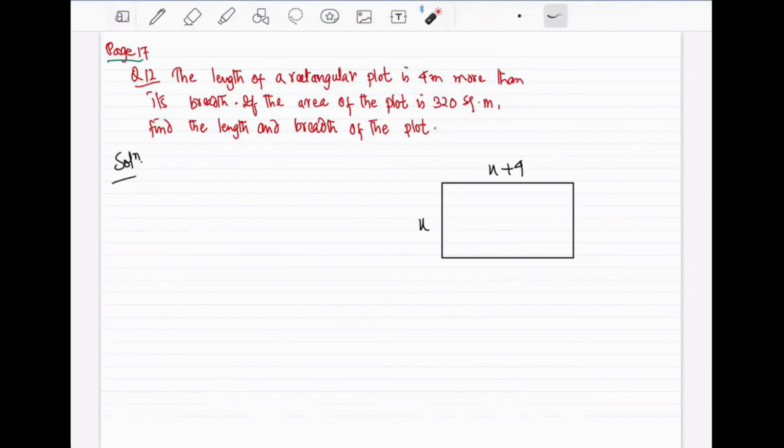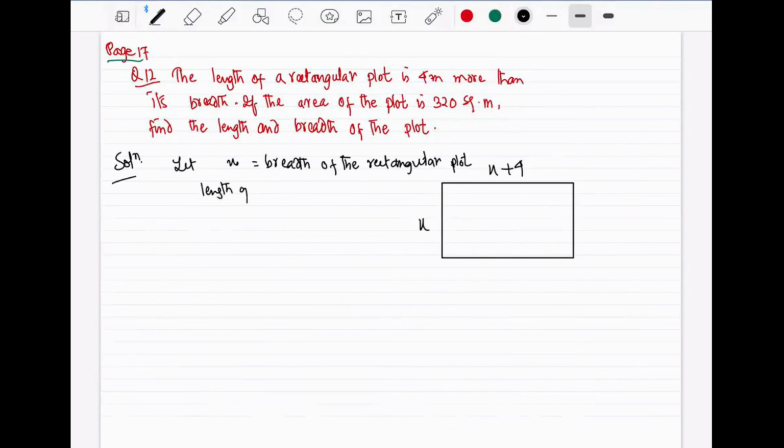Solution. Question 1 is what? Find the length and breadth. Let x is equal to breadth of the rectangular plot. We are taking the smaller one as x. I can also take the bigger one as x and the smaller one, that is the breadth, as x minus 4. That's another way. Now, length of the plot is how much? x plus 4, right?